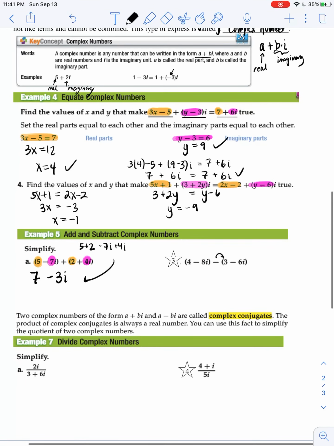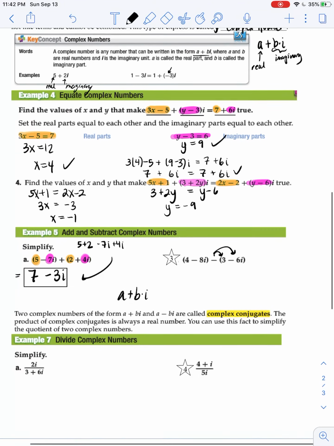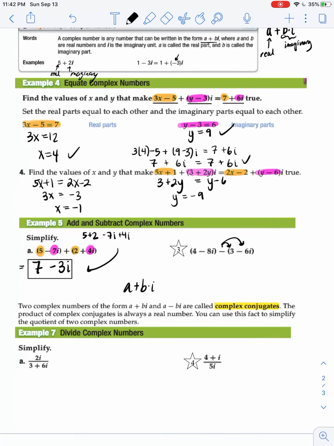And this is a try this. Make sure that you distribute the negative to both of those terms, and then combine them together. And you always want to write the real part first, and then the imaginary part, because it takes the form of a plus b times I. So real part first, then imaginary. Again, pause the video, get that done.